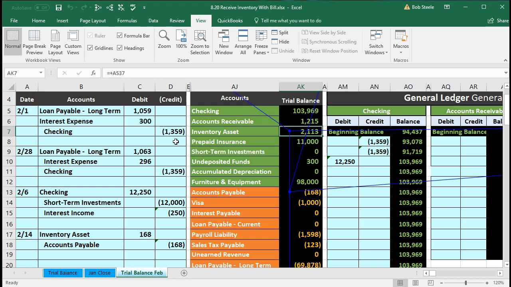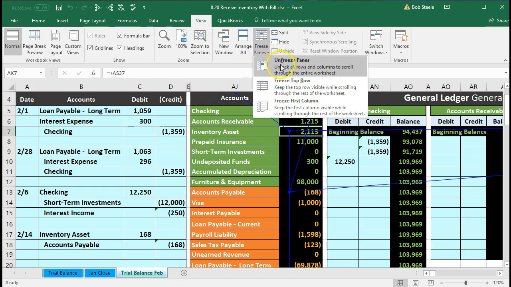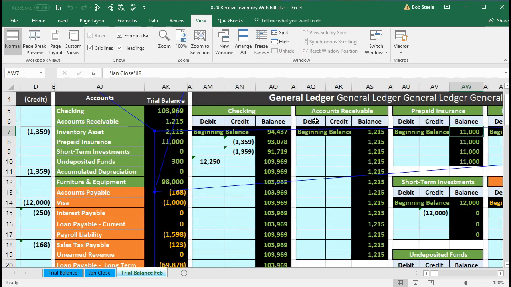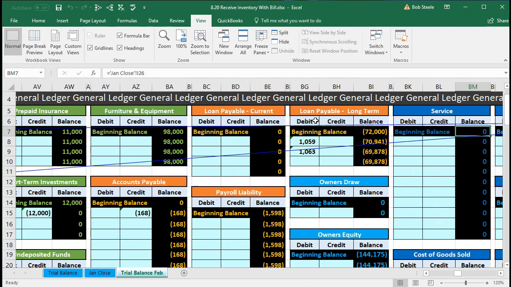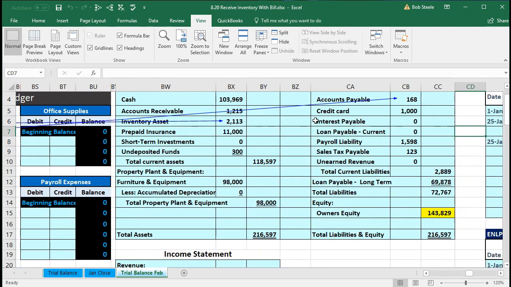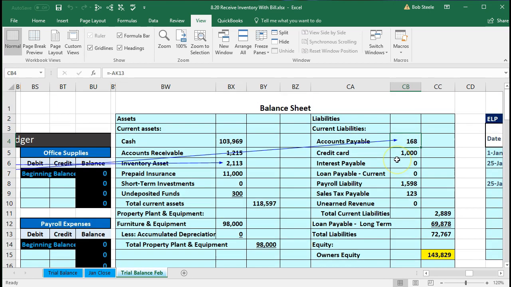Before we do that, however, let's unfreeze the panes by going to the View tab up top, Windows Group, Freeze Panes, and Unfreeze the Panes. Then we're going to scroll all the way to the right. We're going all the way to the right to find this information. Scrolling all the way to the right, we see that inventory has been updated as we think it should be. Accounts payable has as well.